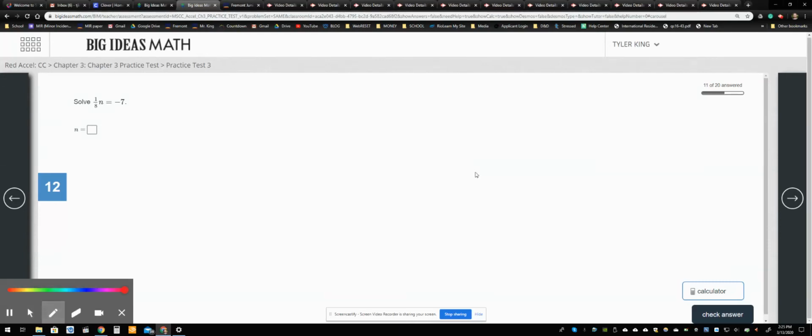Okay, so looking at this, first thing I'm going to do is rewrite the equation. So I have 1/8 n is equal to negative 7. Okay, so a number next to a variable means multiplication. So one way that we can do this is divide both sides by 1/8.